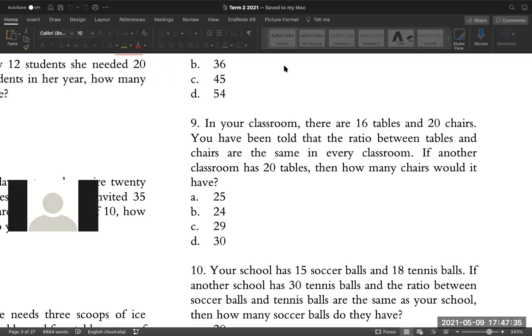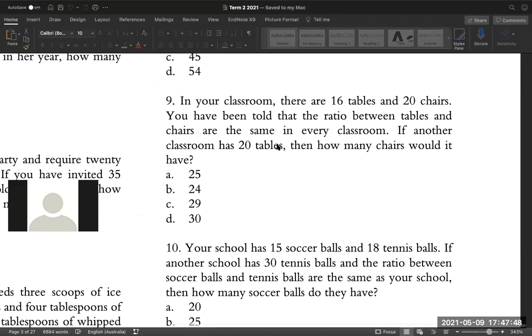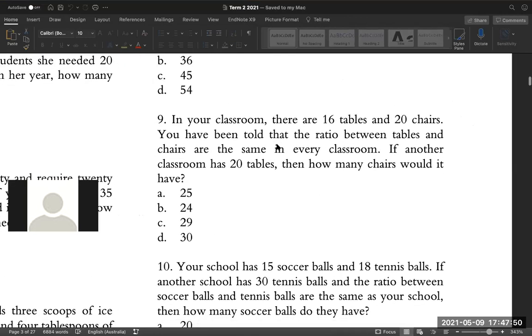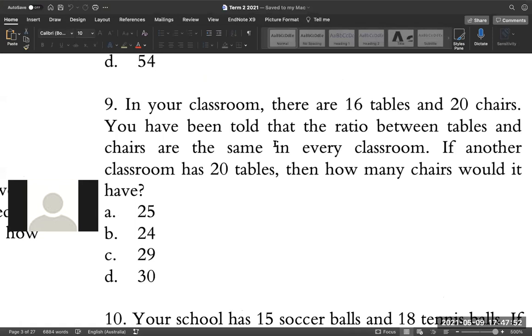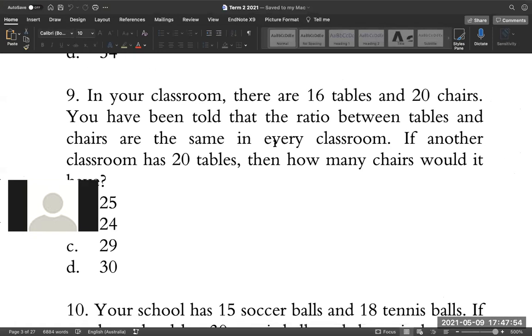In your classroom, there are 16 tables and 20 chairs. You've been told that the ratio between tables and chairs is the same in every classroom. If another classroom has 20 tables, how many chairs would it have? Okay, so why is it not zooming in? Okay, perfect. Let's do that here. Why can't I draw?